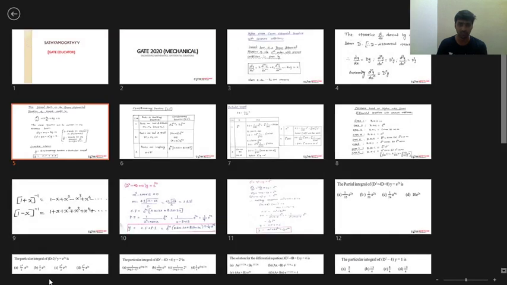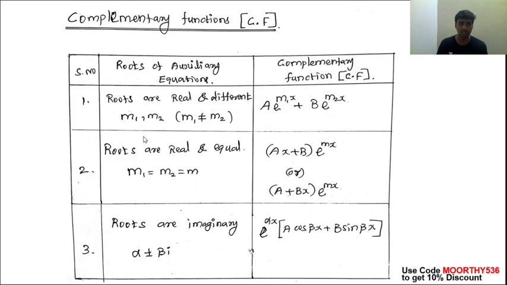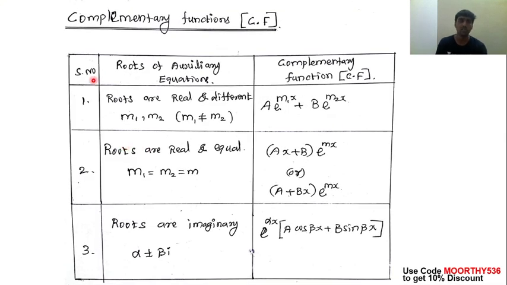Next we are moving on. The complementary solution, we have already discussed. So, the complementary function for the second order differential equation has three categories. When roots are real and different, it means m1 and m2 are real values but m1 is not equal to m2. The complementary function is a into e^(m1 x) plus b into e^(m2 x).